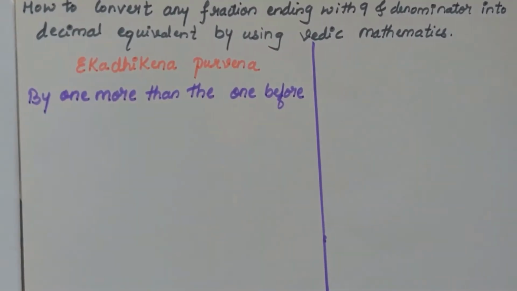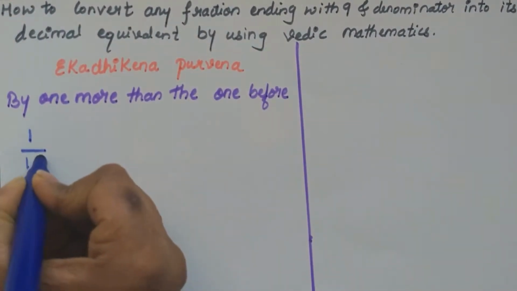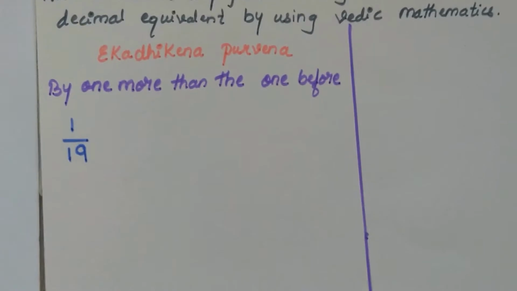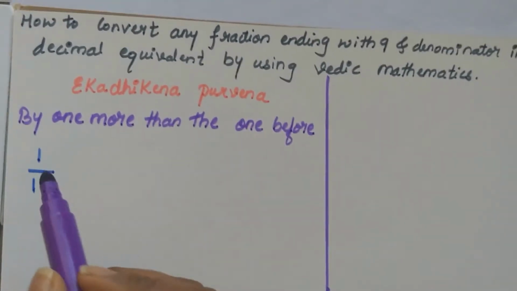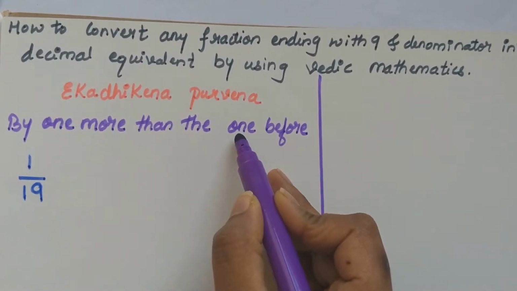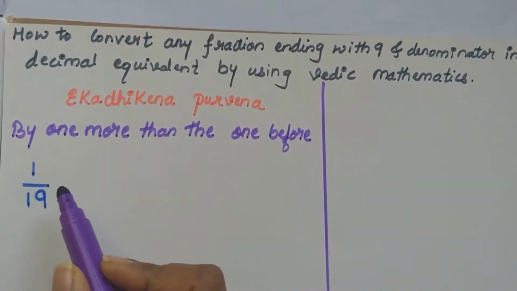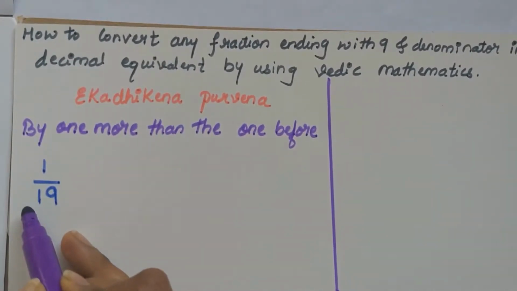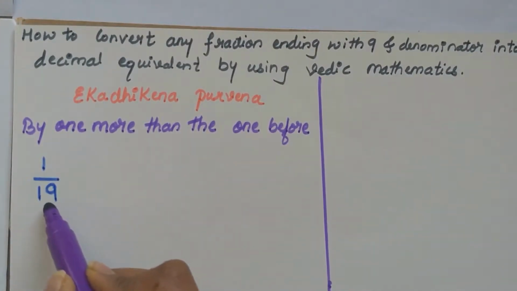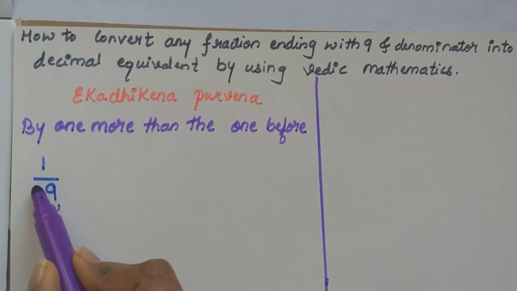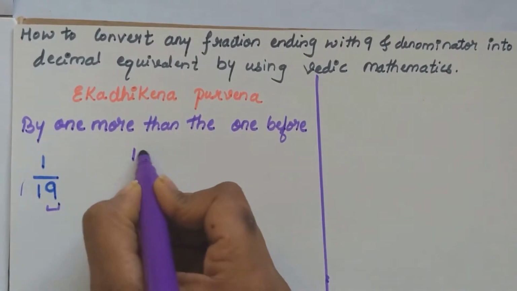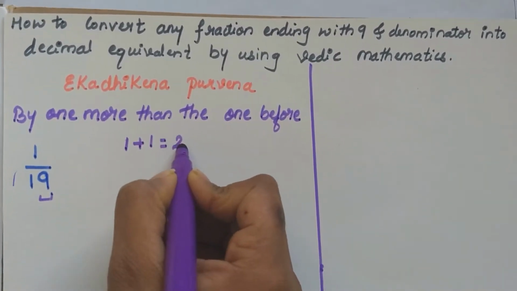If I want to find the fraction of 1 by 19, so now what I am going to do is take the number before 9. Here 9 is the number, and the 1 before 9 is your 1, and this is increased by 1. The number before 9 is the 1 before, okay. So if I increase 1 plus 1, it gives me 2.